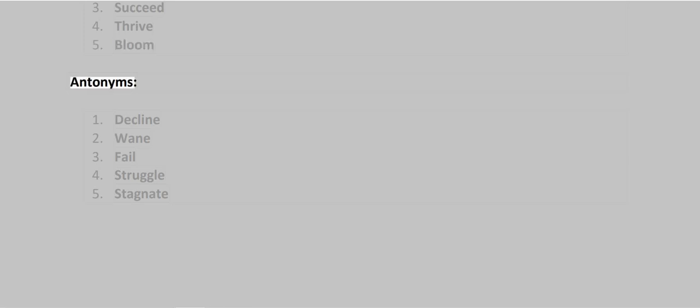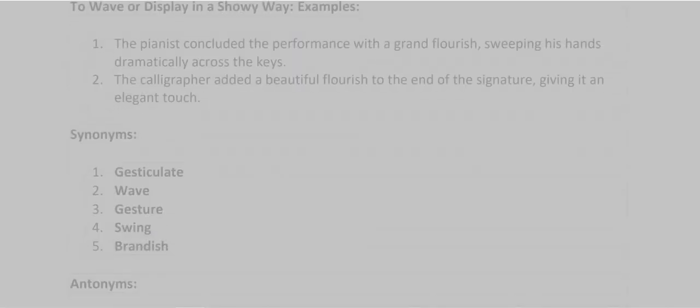Antonyms: 1. Decline. 2. Wane. 3. Fail. 4. Struggle. 5. Stagnate. To wave or display in a showy way. Examples: 1. The pianist concluded the performance with a grand flourish, sweeping his hands dramatically across the keys. 2. The calligrapher added a beautiful flourish to the end of the signature, giving it an elegant touch.